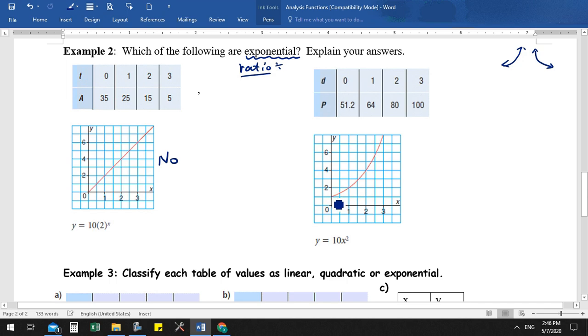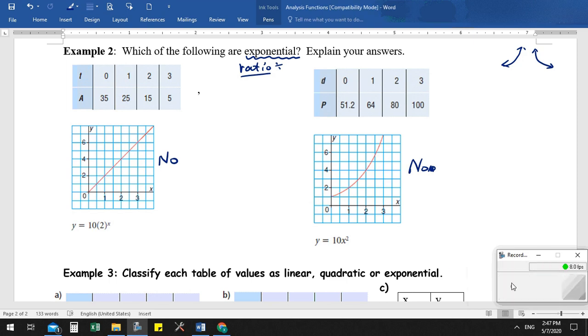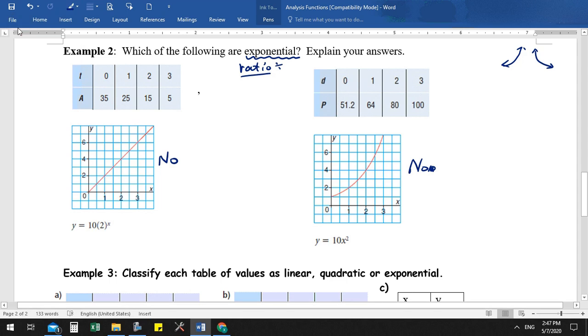This one could be, but normally it should continue, otherwise we don't call this exponential. So this one is no, because it didn't go on continually. But for this graph, if it's a real-world application, it could be an exponential function. But if it's not a real-world application, then the exponential should keep going, because it has an asymptote: it gets closer to that line but will never ever cross it.